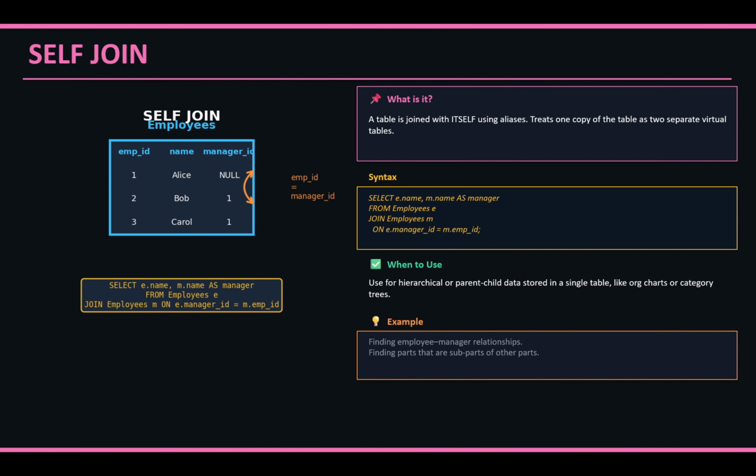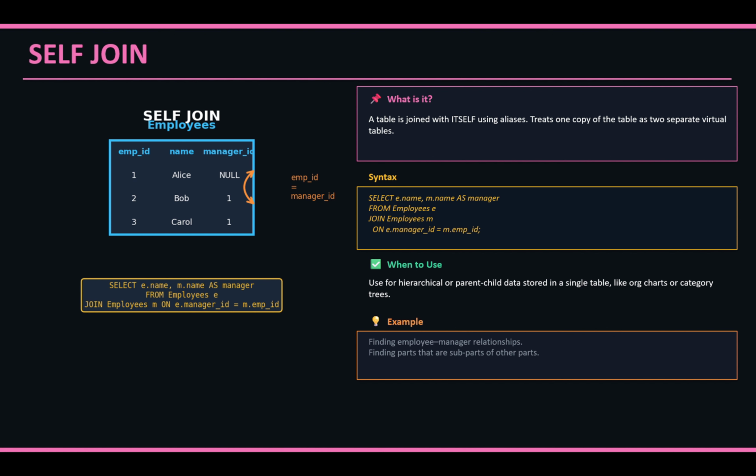Let's just say for example, you're gonna use E as employees and then M as managers. And really, when do you want to use this? You want to use this for hierarchy or parent-child data stored in a single table. For example, if you're trying to find a relationship between an employee and a manager, you can use a self join to find which, for example, employees have much more salary than managers, and you can write a query with that, and you will use a self join.